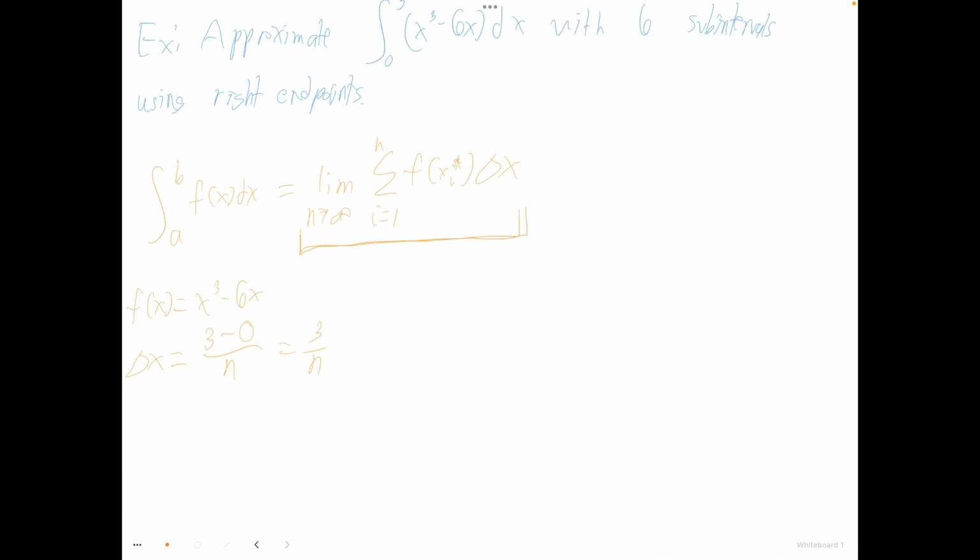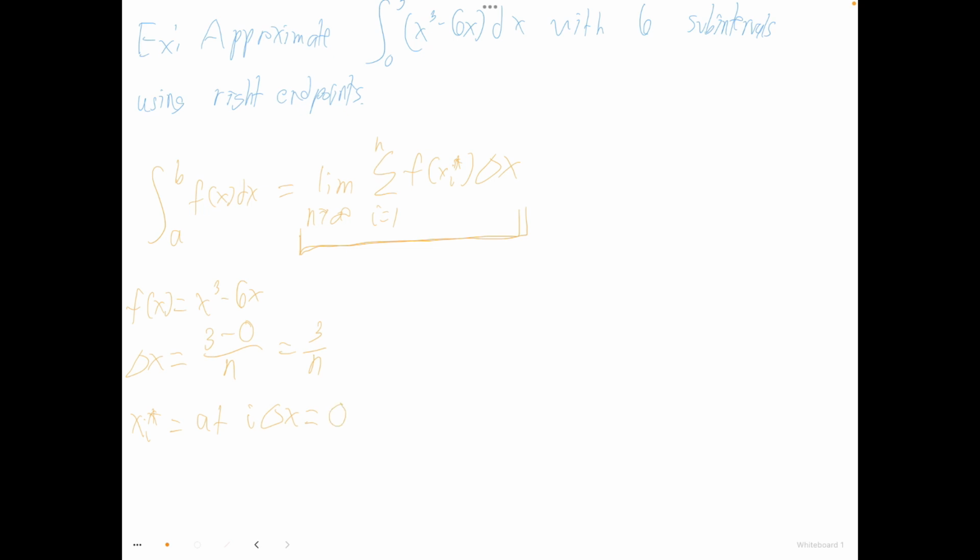And now x sub i star, we were told to use right endpoints. And as you might remember, the formula for the right endpoints is a plus i delta x. Okay, so that's the formula for right endpoints. We mentioned that in the last video.